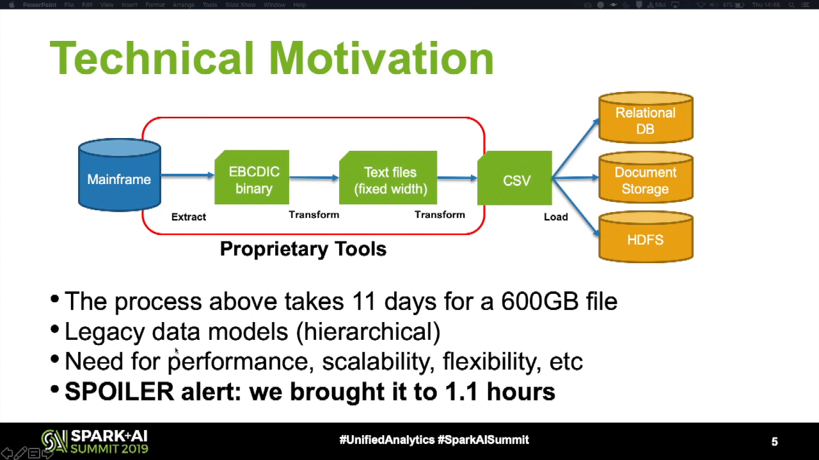OK, so we picked an example which we knew was causing a lot of headaches. It was ingesting some transactional data from a mainframe into HDFS. And this was a 600 gigabyte ABSA file.